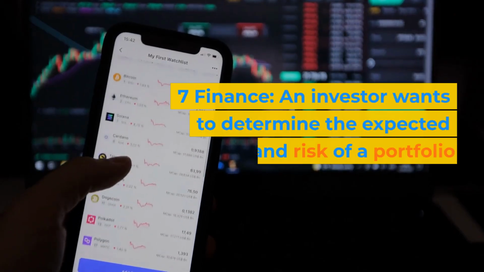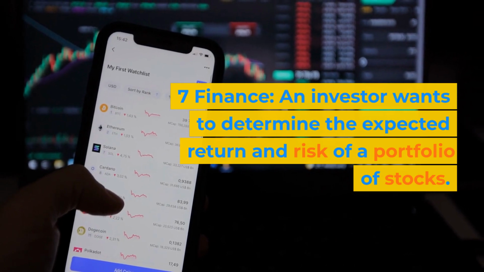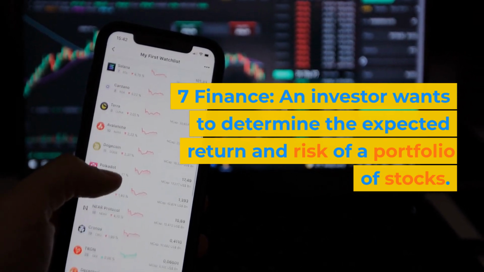7. Finance. An investor wants to determine the expected return and risk of a portfolio of stocks.